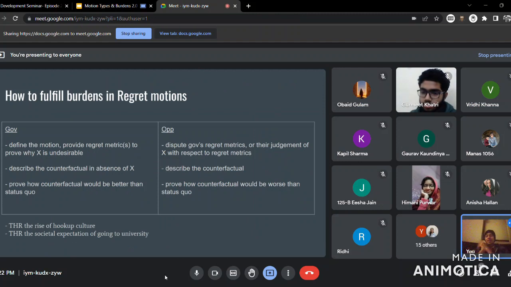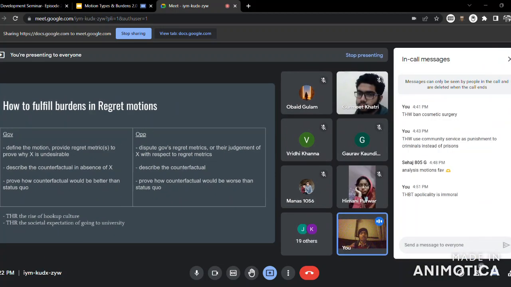How to fulfill burdens in regret motions. Okay, I've already explained this without having this slide. Sorry for that. But yes, that's it, you can read all this. You define the motion as gov, you provide regret metrics. So what are regret metrics?